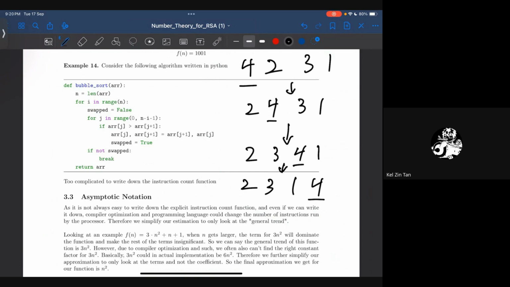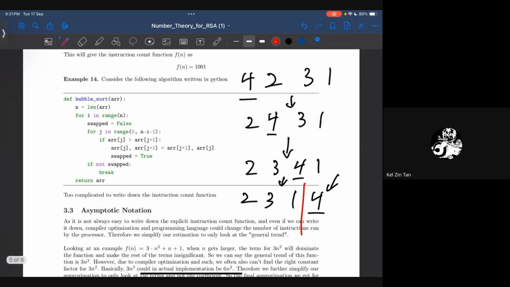Then notice that every iteration, we always have the largest element at the final position, right? Because if you think about it, what I'm doing is that if I see this element is larger than the next element, then I swap it. So after every iteration, the last few elements will always be sorted. So this part will always be sorted. You can check it yourself.